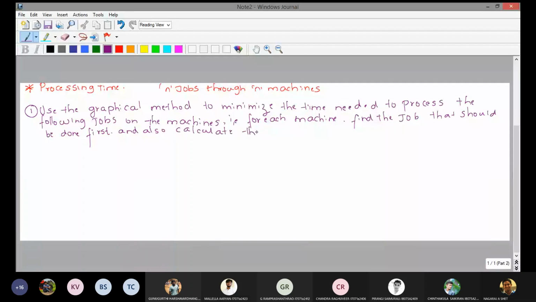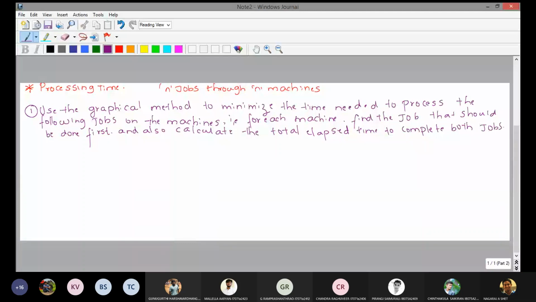Guys, why I'm writing this question is that sometimes they will not give the problem directly. I have seen that this semester they directly gave the sequencing problem as a supplementary problem, but the students did not get it properly. I have seen this in real time, but you should not get confused. That is the purpose for which I have taken this problem to solve for you.